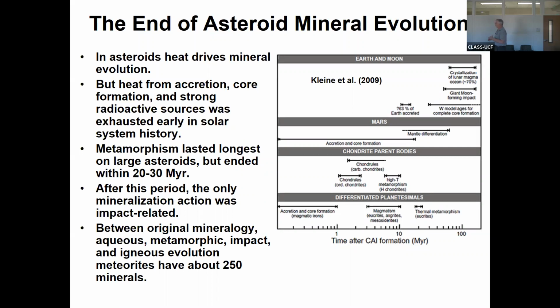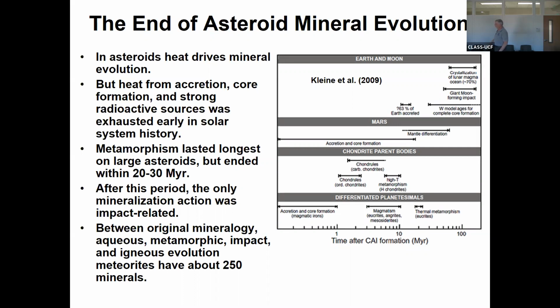After this period, the only action in mineralization is going to be impact related. And between the original mineralogy, the aqueous alteration, the metamorphic alteration, the impacts, and the igneous evolution, after all of this, you get 250 minerals.